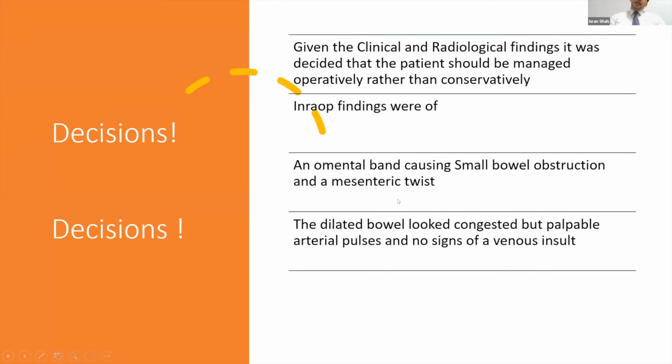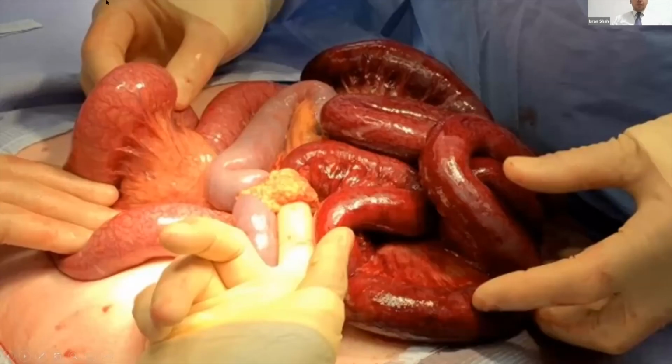Intraoperative findings were an omental band that was causing a small bowel obstruction, and a mesenteric twist. There was some dilated small bowel that looked congested, but you could feel the pulses, and there were no obvious signs of any venous ischemia. I'm sure most surgeons have come across an image like this, where on the left of your screen there's some very normal-looking dilated bowel. On the right of the screen, you can see an angry-looking bowel, and you can see an omental band that was causing the internal hernia.